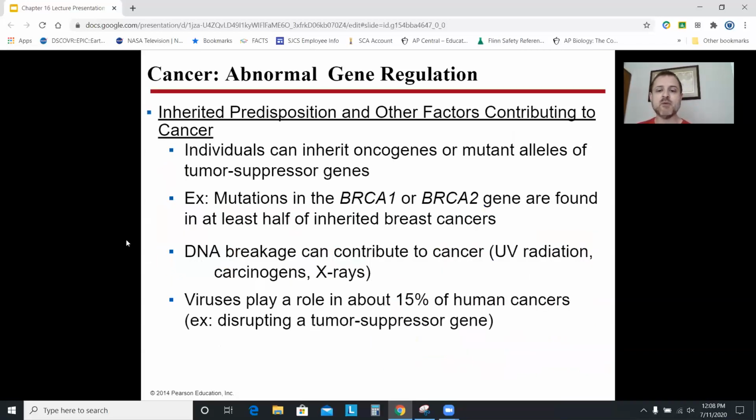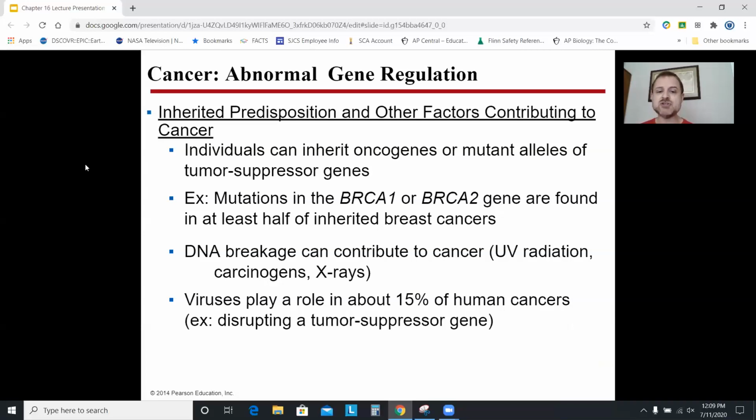Okay. Last thing, what I want to end with. So can you inherit cancer? You can inherit a predisposition to cancer. So the BRCA1 and BRCA2 genes, these two genes are ones you've probably heard about with breast cancer. Everyone has the BRCA1 and BRCA2 genes. Like all women have it, right?